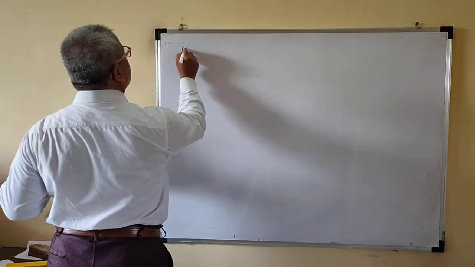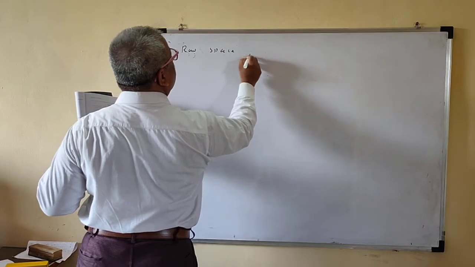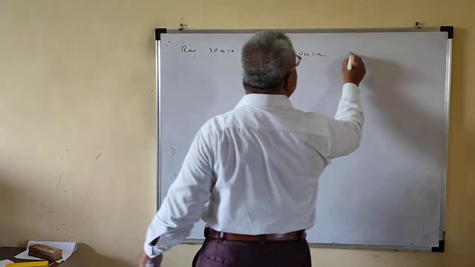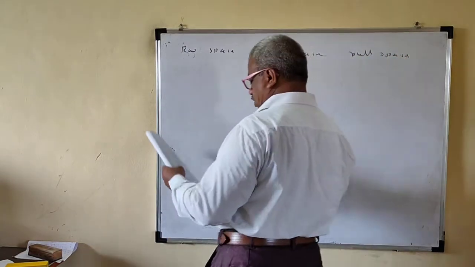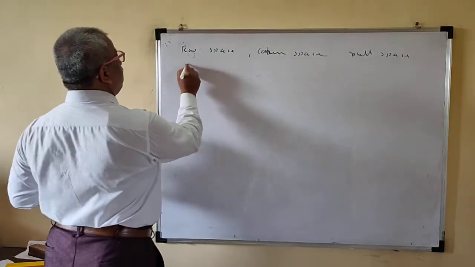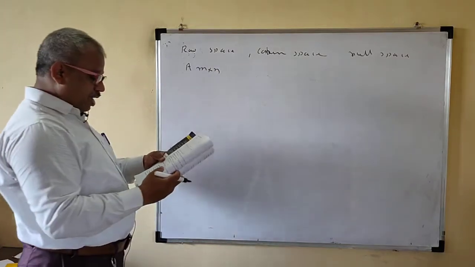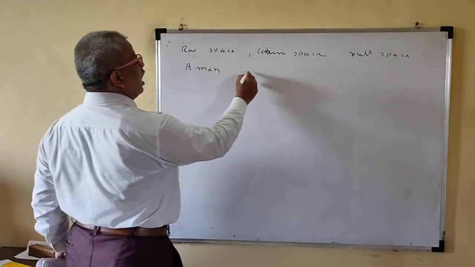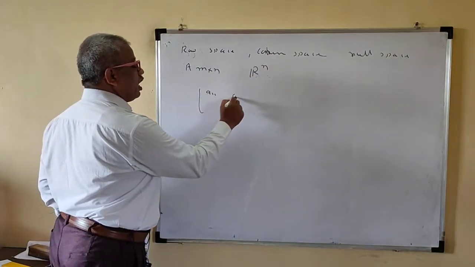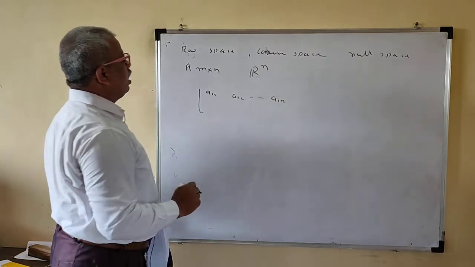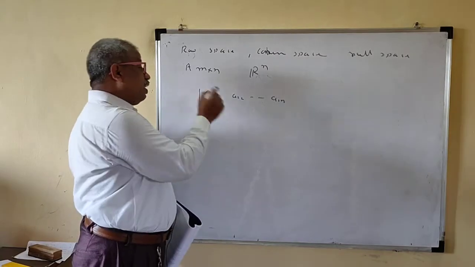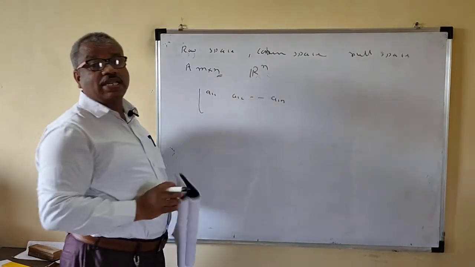Now, row space, column space, and null space. You are familiar with the row space and column space. Suppose A is an m by n matrix. Then the subspace of Rn, because these are the rows: row 1 is A11, A12, up to A1n. There are m rows, but in a row, n elements are there.